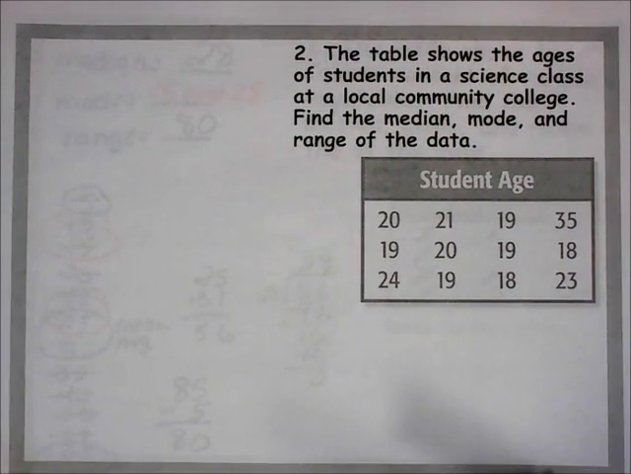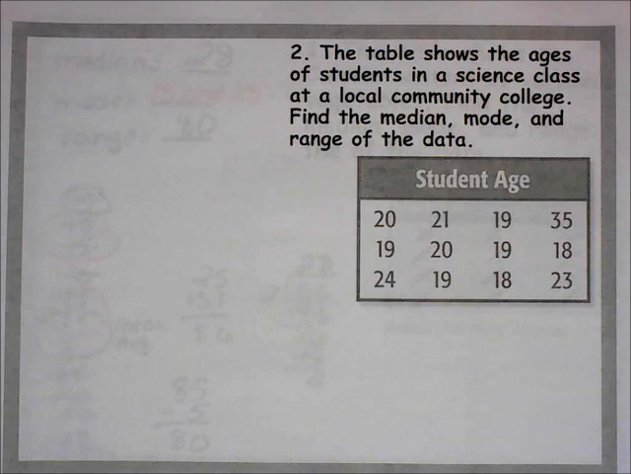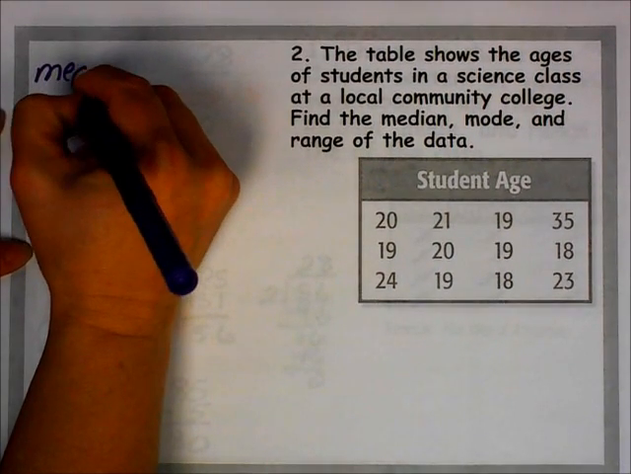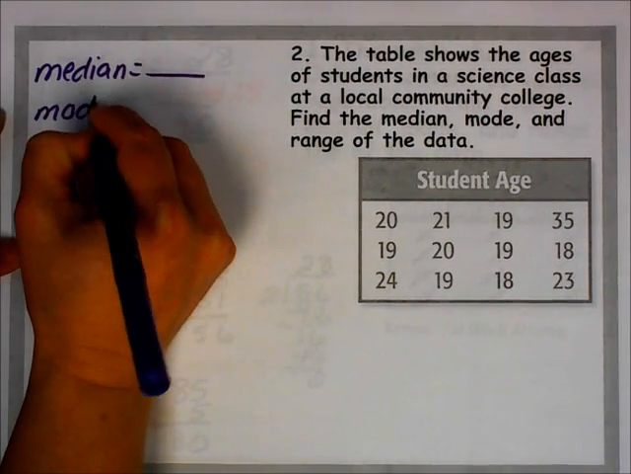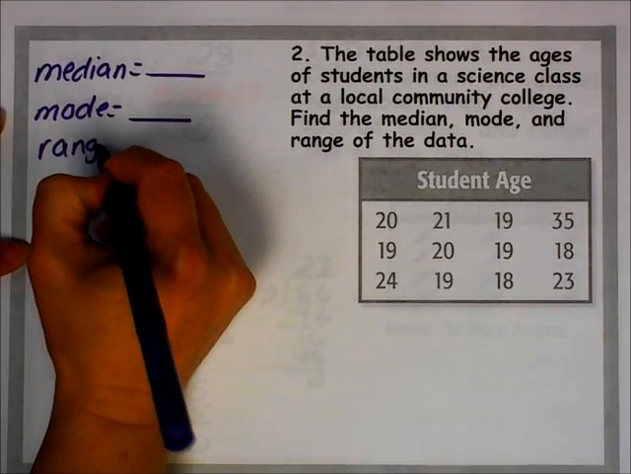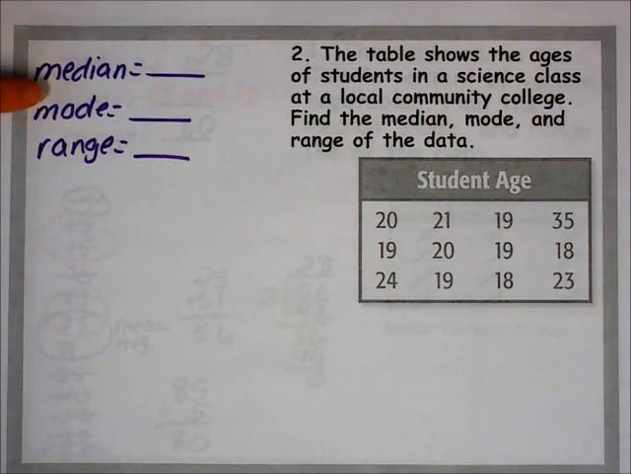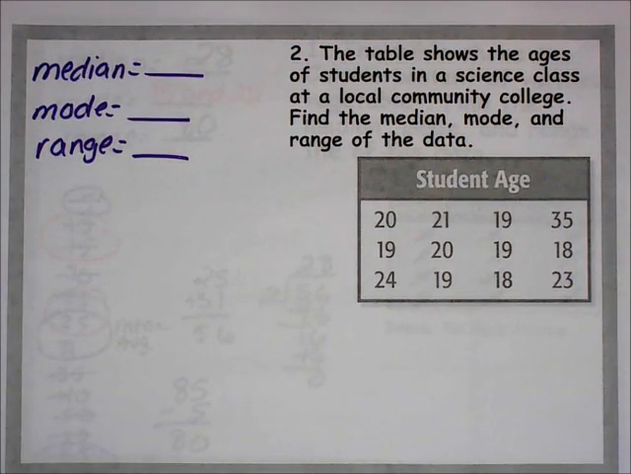Let's try another example together. Number 2 says the table shows the ages of students in a science class at a local community college. Find the median, mode, and range of the set of data. So I'm going to be finding the median, the mode, and the range. Make sure you're labeling so we'll know which answer goes with which item.